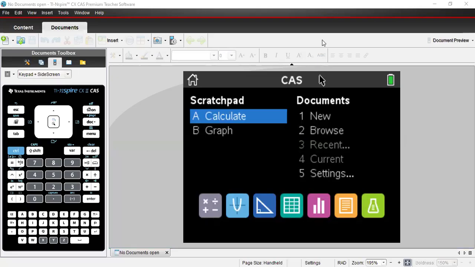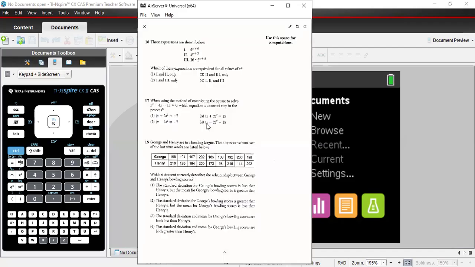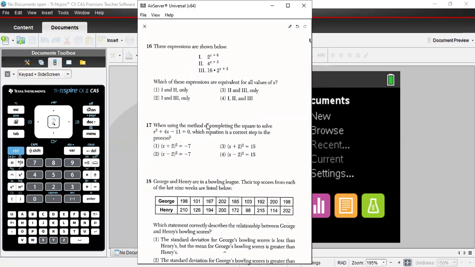I am doing, oh, I don't have it on the screen. I'm doing question 16 from the August 2026 Algebra 1 exam. They've given us a bunch of exponential expressions and they want to know which ones are equivalent.